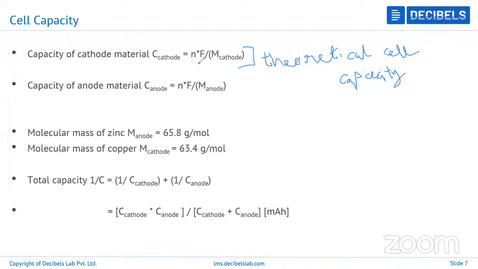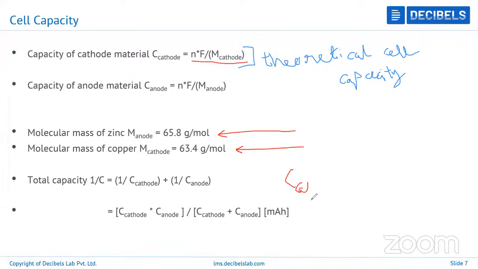So NF by M. We already know what N is, and we already know what F is. So you substitute the number of electrons participating in the reaction, the Faraday's constant, and the molecular mass of the active material. M cathode and M anode respectively are the molecular mass of the particular electrode. You can see the values are given over here. This is the molecular mass of zinc, which is at the anode, and of copper, which is at the cathode. So if you substitute these two values in the above equation, let's write this down.